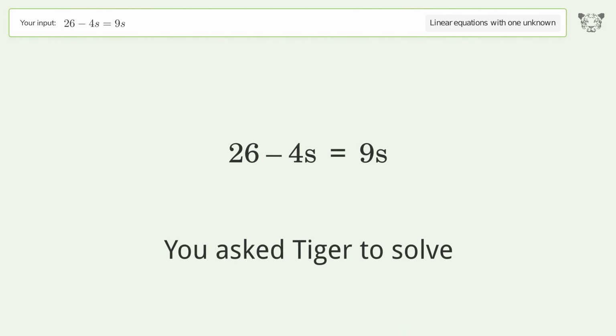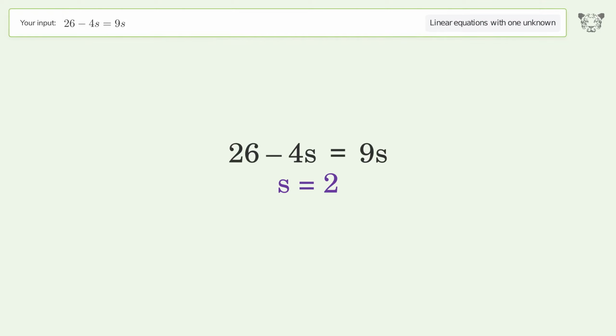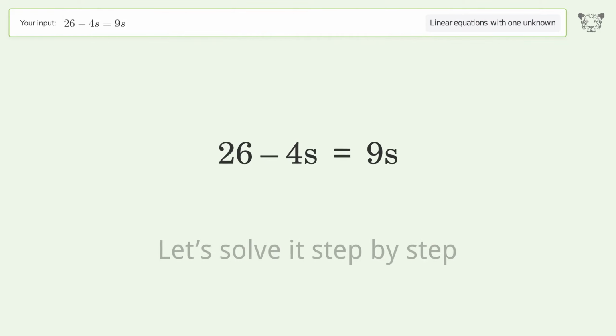You ask Tiger to solve. This deals with linear equations with one unknown. The final result is s equals 2. Let's solve it step by step.